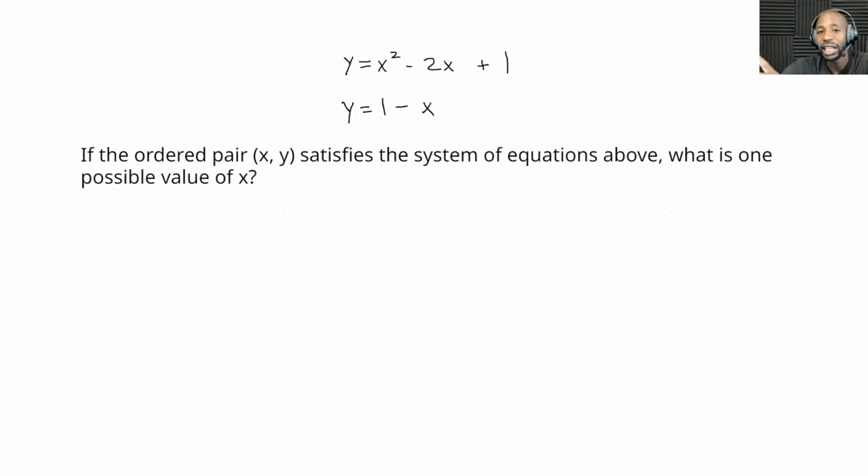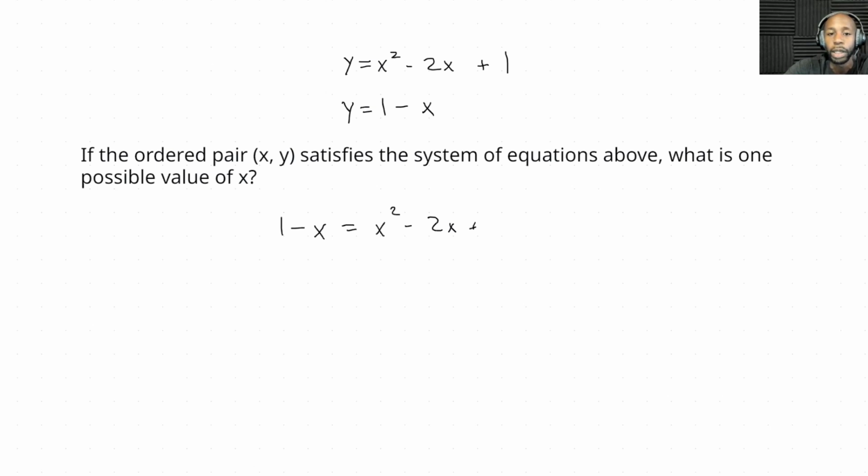Whenever you try to find a solution to a system of equations, you can do it by substitution. Elimination is another way. Those are some of the most common ones. So what I'm going to do is substitute. Since y is equal to this and y is equal to this, for example, if y is equal to x squared minus 2x plus 1, and 1 minus x is also equal to y, that means these have to be equal. So I'm going to set them equal. 1 minus x equals x squared minus 2x plus 1.